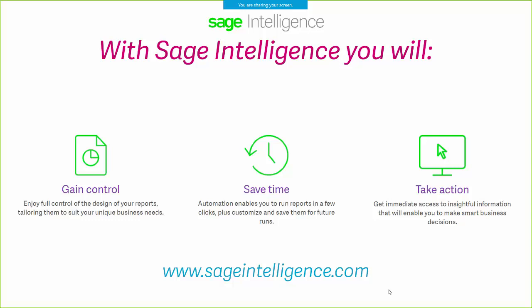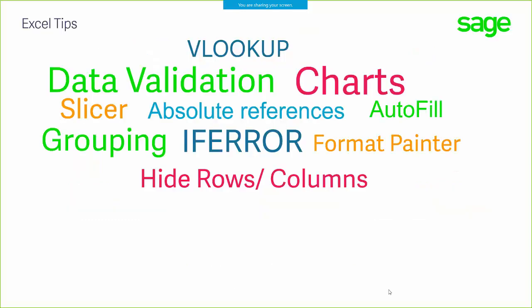Also, from there you can actually take action. Using Excel functionality, you can set up conditional formatting that alerts you on certain things that you want to be alerted on. For more information on Sage Intelligence and how it works with which products we work with, please go to sageintelligence.com and check it out there.